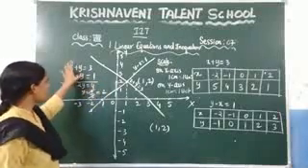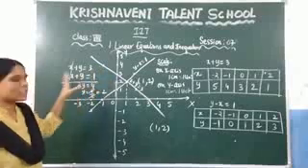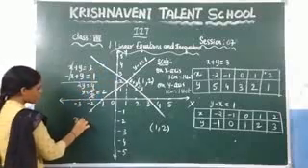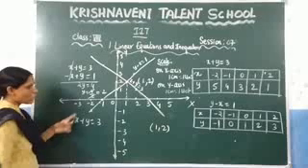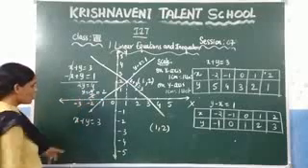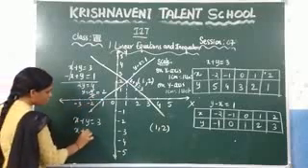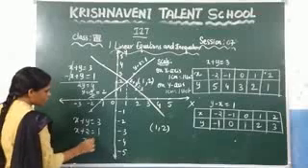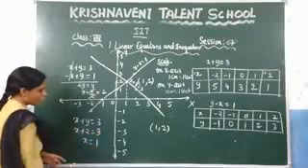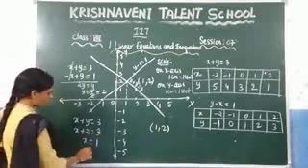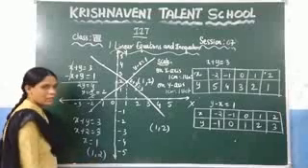Substitute this y value in any of these equations. I am taking here equation 1. You know that x plus y is equal to 3. If you are substituting 2 in place of y, what you are getting here? x plus 2 is equal to 3. So that you will get here x is equal to 1. So what is the solution of x and y? Which is nothing but 1 comma 2.